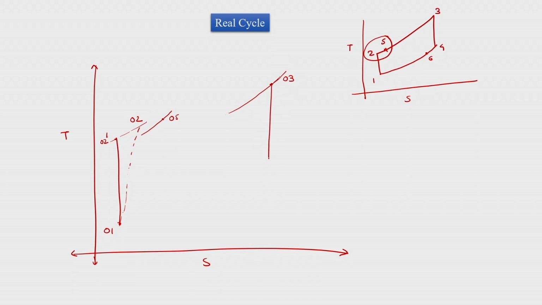From state 3 we would come to state 4 dash, but in reality we will come to state 4 due to loss in the turbine. Then we will have a heat exchanger in the process, and that heat exchanger would bring us to state 6 due to further loss. So this is the real cycle that we can imagine for the gas turbine.